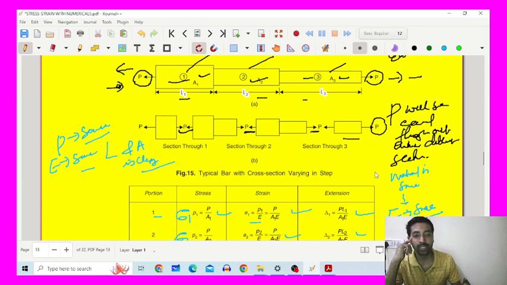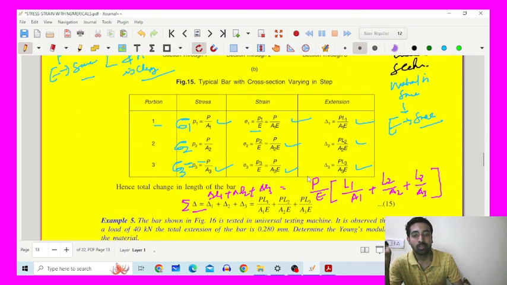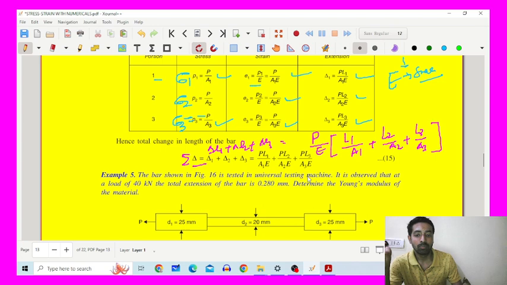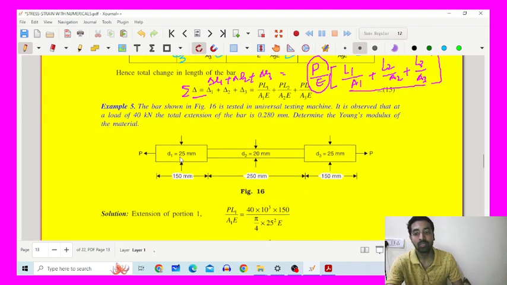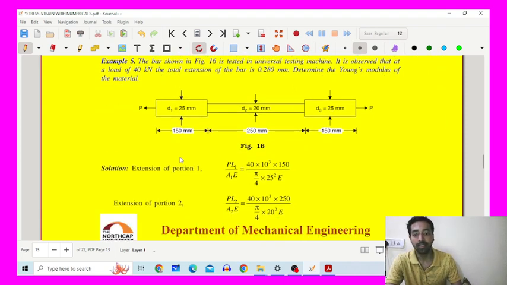You have to understand the value of P, that P is under balance condition, so P will remain equal throughout the section. And the second concept is that the length and area get changed. So in such type of problem where varying cross section is given, you have to simply calculate the value of P by E, and you can calculate L1 upon A1, and you multiply with this total component, you get the final value, that is total change in length. Such type of problem is very easy to understand.